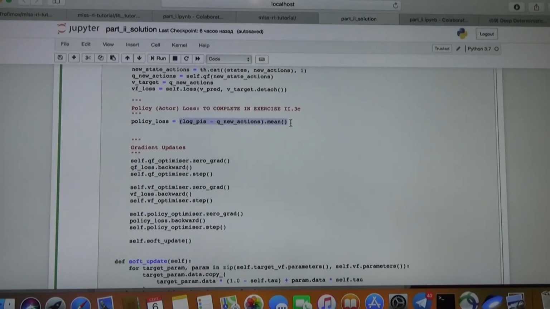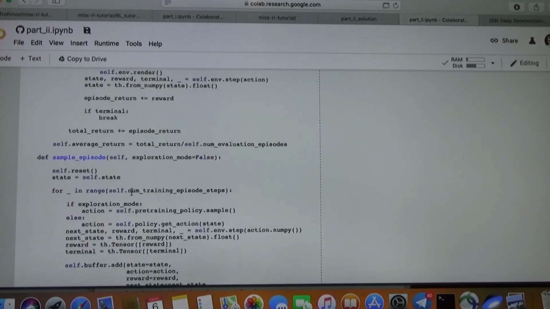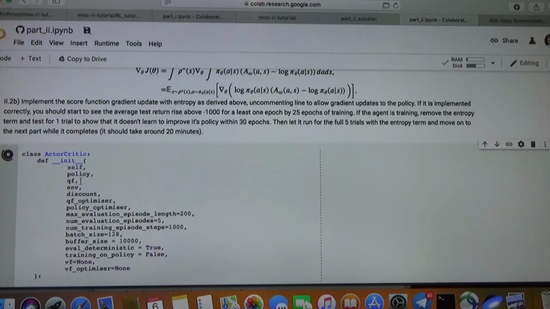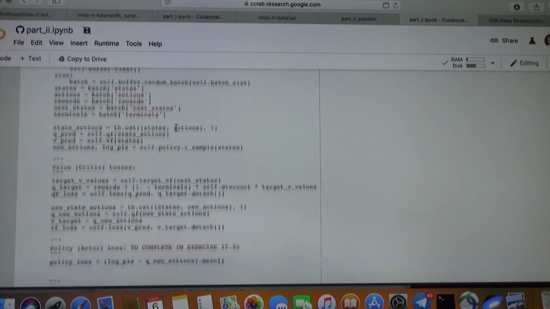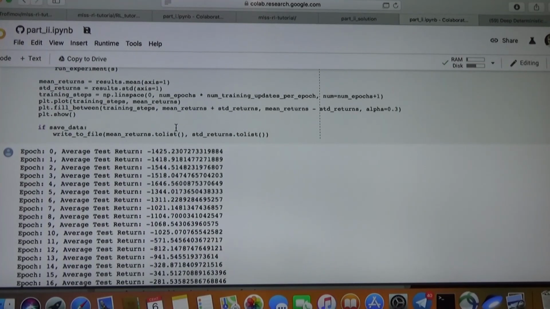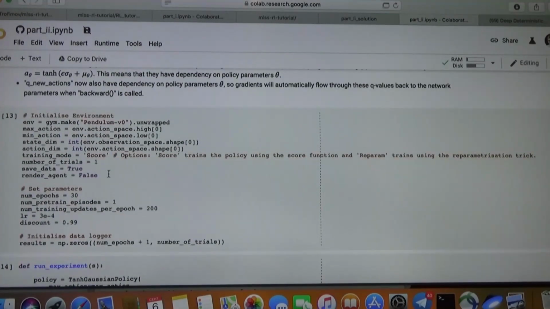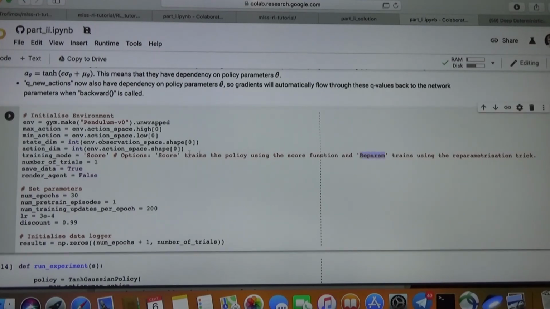So here is the policy loss for the reparameterization trick. Run this cell again. Okay, so we can notice here that our return became something like minus 500 at the 11th epoch. So let's check how fast our agent will learn using the reparameterization trick.